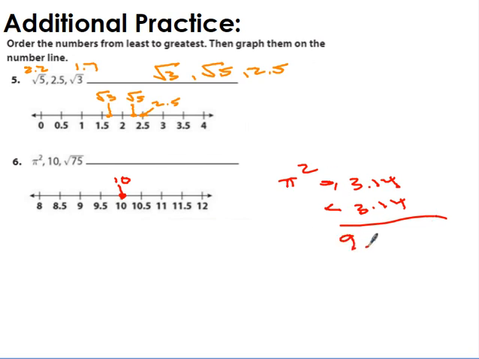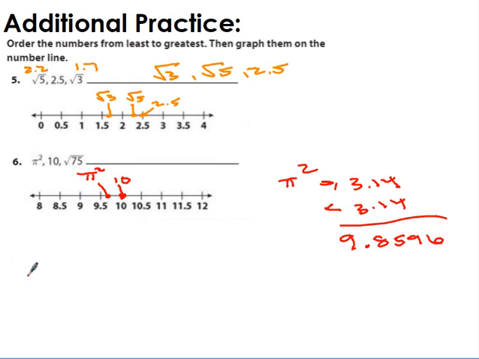I'm going to get 9.8596 on the calculator. So that's what pi squared is equivalent to, 9.8596. So that's going to be right here. And I should actually be a little bit closer. I just missed with my pen. I should be a little bit closer to the 10 because this is definitely closer to 10 than it is here. So that would be pi squared.